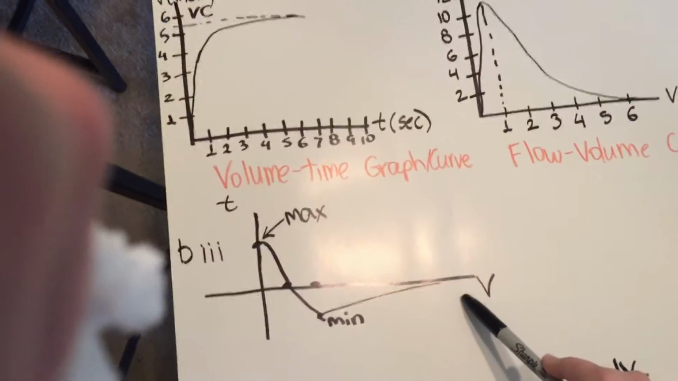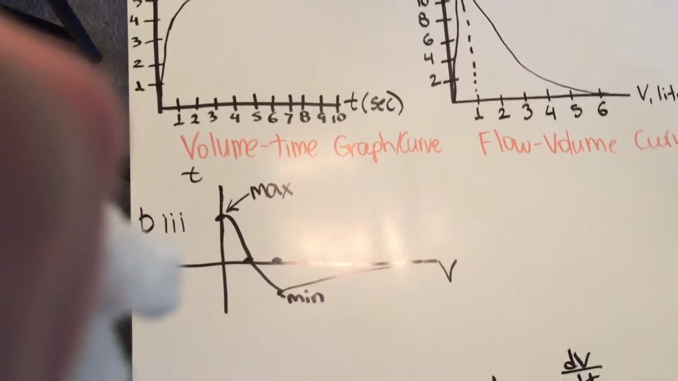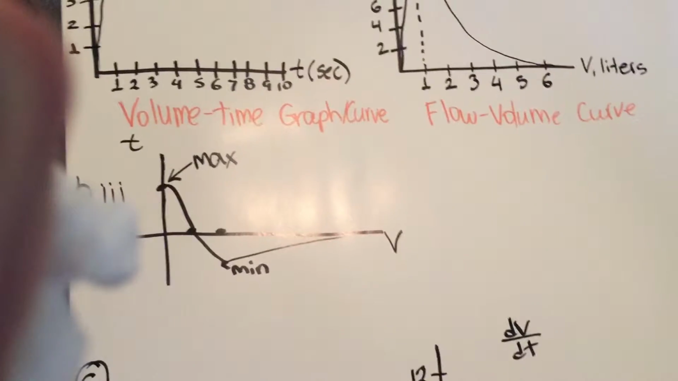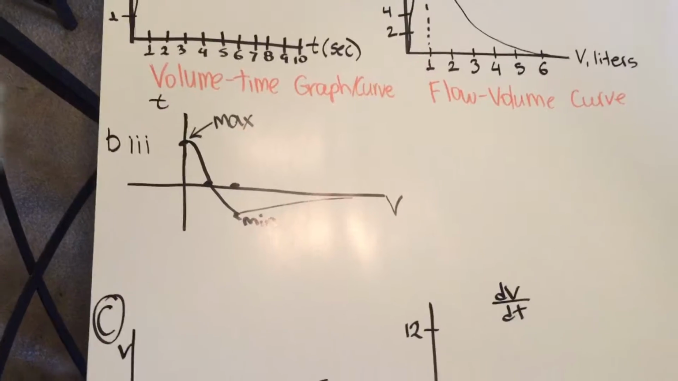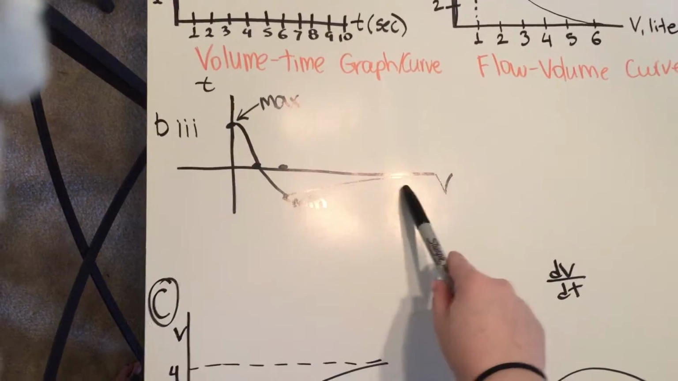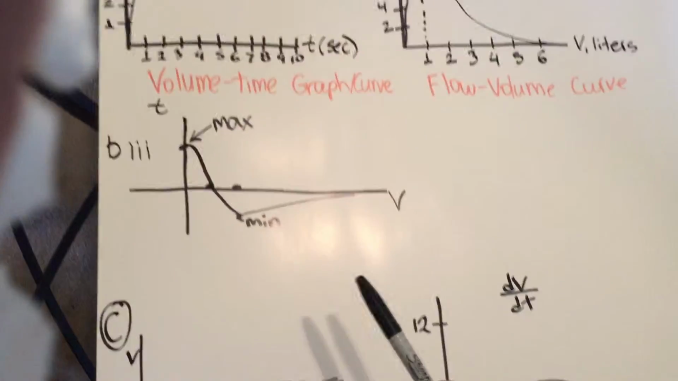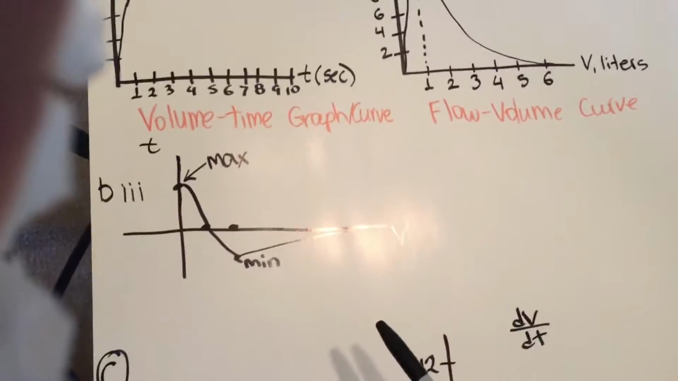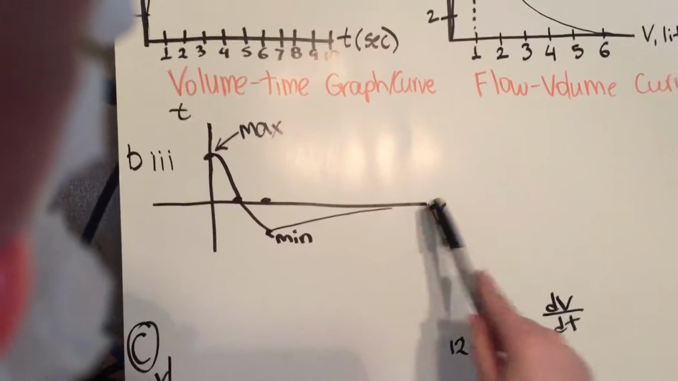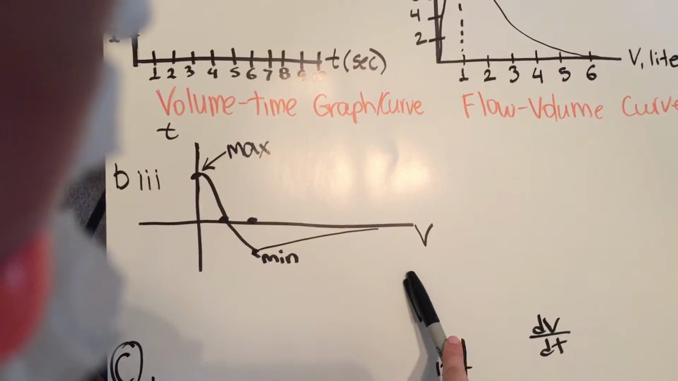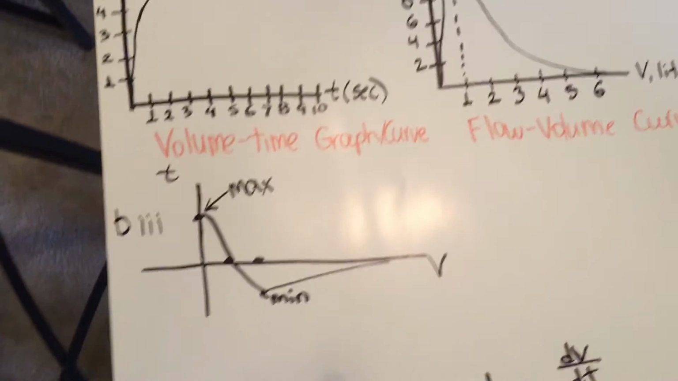And then for B part 4, the volume of air expelled when the flow rate reached its maximum was 1 liter. The maximum flow rate was about 11 liters per second. This is identified in our graph right here at the largest dV/dt value in the graph. And it is identified in the curve from part 3 above this graph, which is the point at which the graph passes through the horizontal axis.